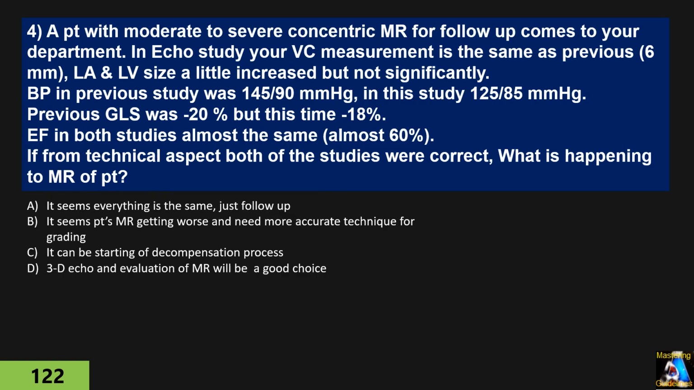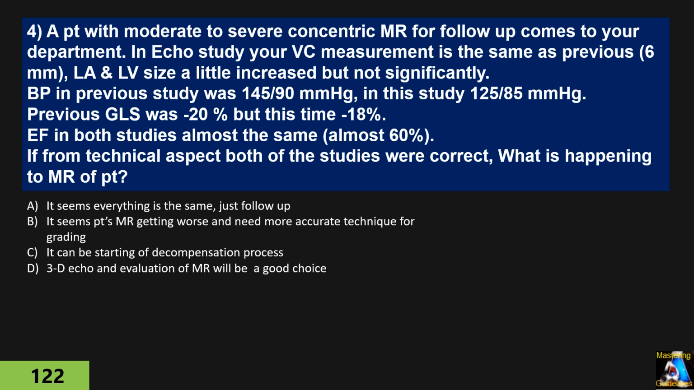Here we have a patient with previous moderate to severe MR. The type of the MR was concentric. For follow-up, the patient comes to your department and you do an echo study. In both studies, previous and now, you measure a vena contracta of 6 millimeters. This time, LA and LV size are a little increased, but not too significantly.